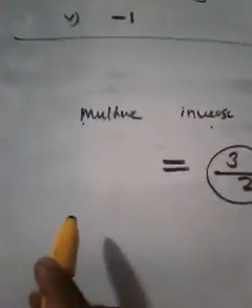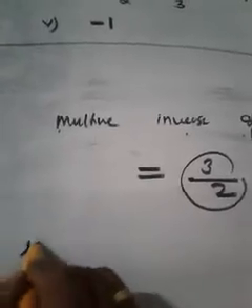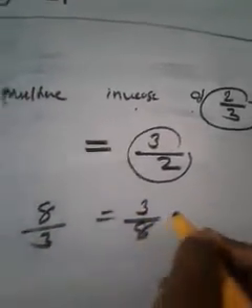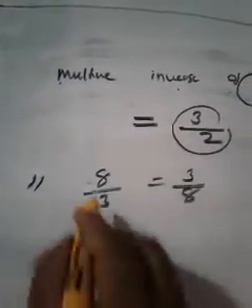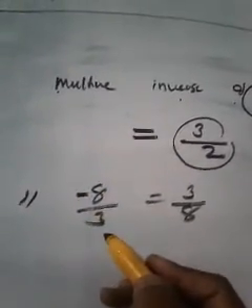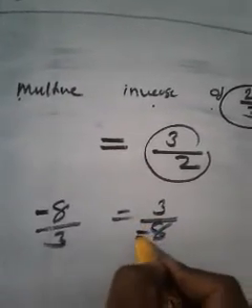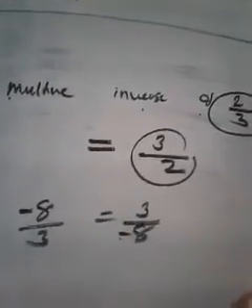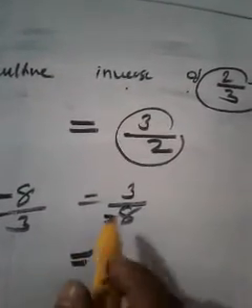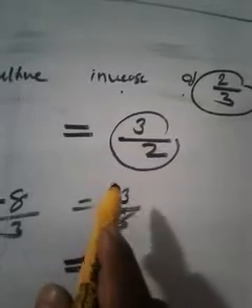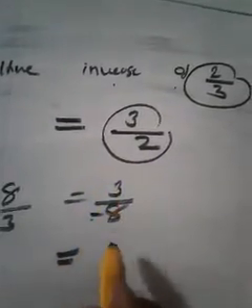Then can you tell me the multiplicative inverse of 8 by 3? The answer will be 3 by 8. Then can you tell me the multiplicative inverse of minus 8 by 3? The answer will be 3 by minus 8. And this minus, if you want, you can write in the denominator or numerator as you wish. A rule is there: if any minus comes in the denominator, you have to mention it on the numerator side. 3 by minus 8, you can write as minus 3 by 8.